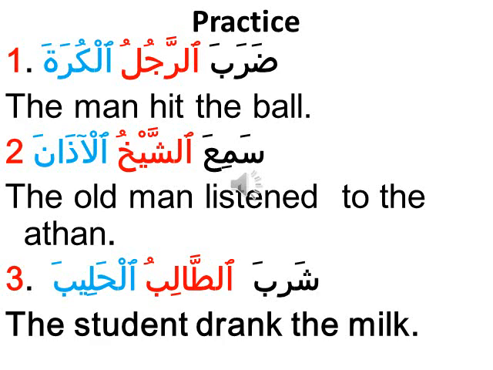Second example, Sami'a al-shaykh al-adhana. The old man listened to the adhan. Sami'a is the verb. The shaykh is the subject because it ends in a dhamma. And al-adhana is the object because it ends in a fatha. Shariba al-talibu al-haliba. The student drank the milk. Shariba is the verb. Al-talibu is the subject because it ends in a dhamma, and al-haliba is the object because it ends in a fatha.